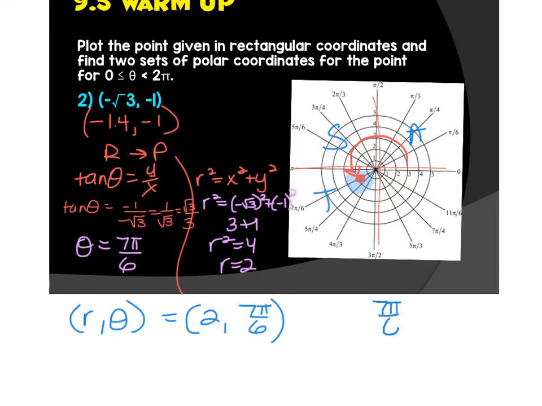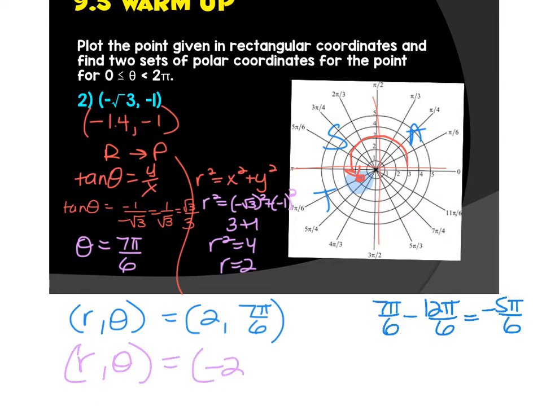So 7 pi over 6 minus 12 pi over 6 gives me negative pi over 6. That's also outside my range, right? If I add 12 pi over 6, or if I subtract 12 pi over 6, I'm outside it, which means, how else do I find the point?